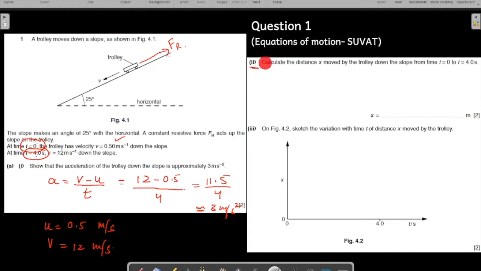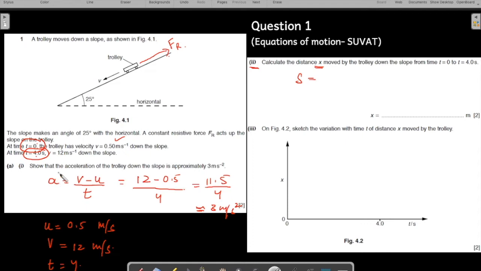Now the second part: calculate the distance x moved by the trolley down the slope from t = 0 to t = 5 seconds. You know the acceleration, which is approximately 3. You know acceleration, you know U, you know V, you know also T. T is 4. You have to find distance x, which is the same as displacement s here.